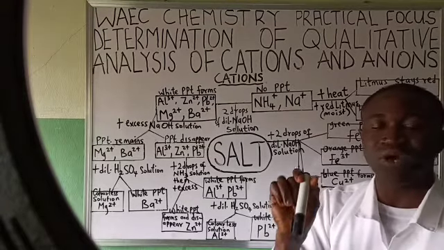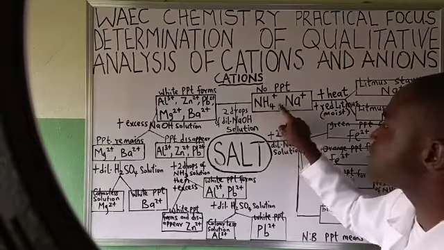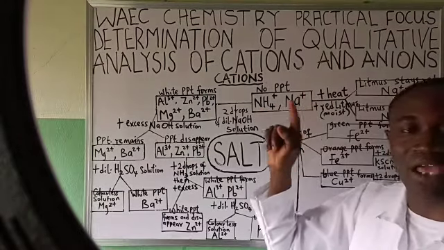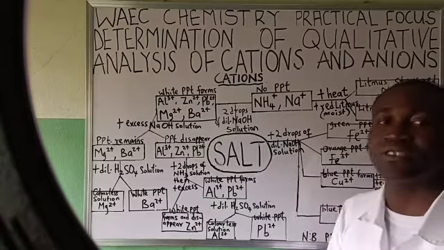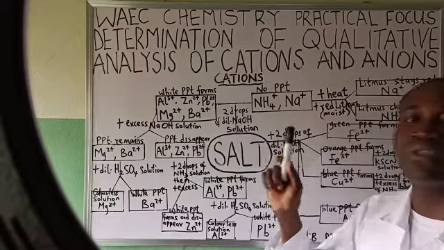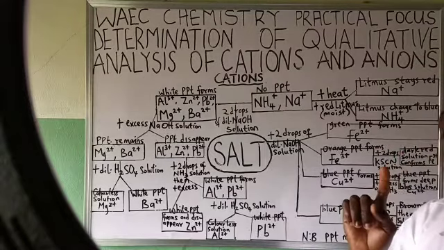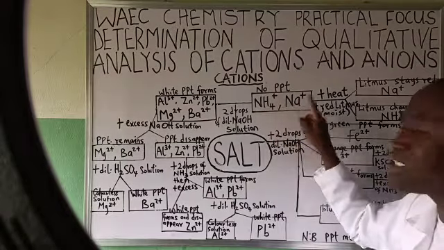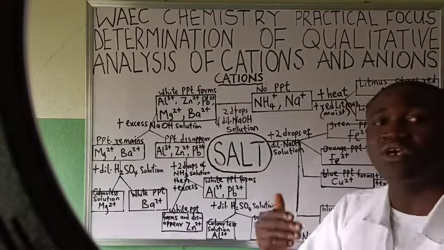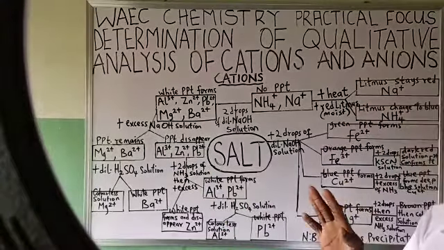Once the salt is very soluble in water, it means that ammonium ion radical, sodium, potassium ion will be highly suspected. I repeat, ammonium ion radical, sodium, potassium ion will be highly what? Suspected. The reason you are suspecting these cations, ammonium ion radical, sodium, and potassium, is because they are very soluble in water. They are very soluble in water.